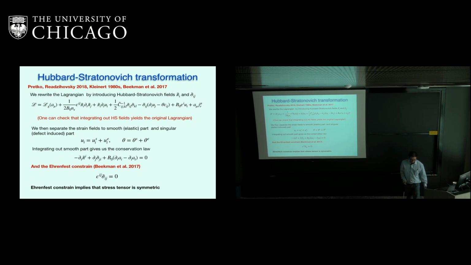Okay, so let me do a Hubbard-Stratonovich trick that was introduced by Kleinert in 1980, and then Beekman came back to this problem, and now many people in the fracton community also think about this problem. From the previous Lagrangian, I introduced the Hubbard-Stratonovich fields pi and sigma. You can check easily that when you integrate out pi and sigma, it's just a Gaussian integral, and at the end you will come back to the original Hamiltonian, original Lagrangian.